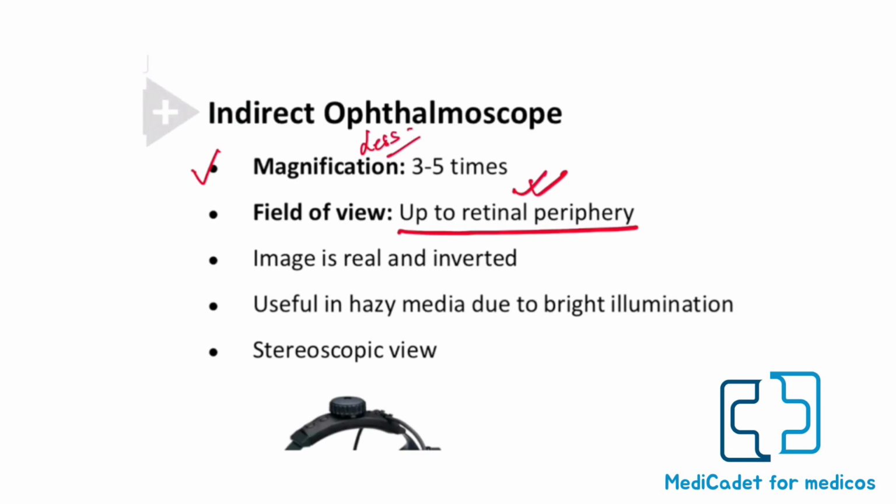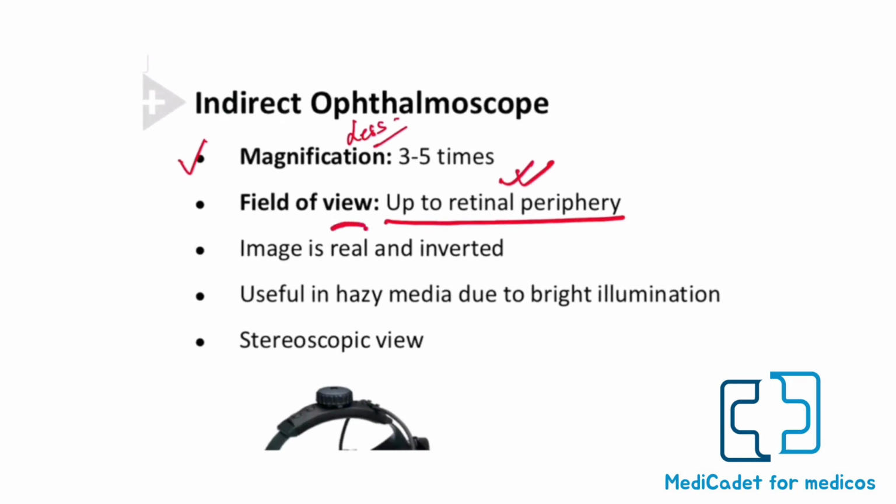Now, the optics of this instrument is such that the image that is formed is a real image and therefore the image is inverted. This makes the learning curve of the indirect ophthalmoscope a little difficult, because you have to constantly understand that everything that you are seeing is inverted. So what you see inferior is actually superior. What you see medial is actually temporal, right? So the image that you see is a real image and it's an inverted image.